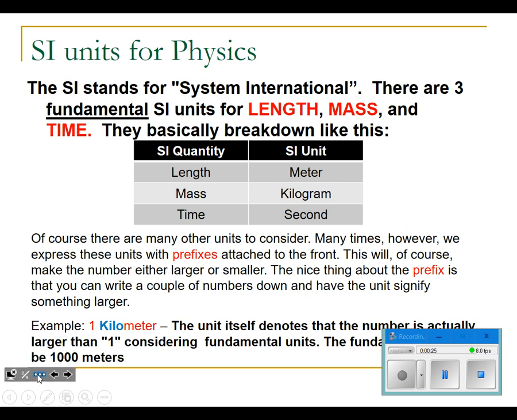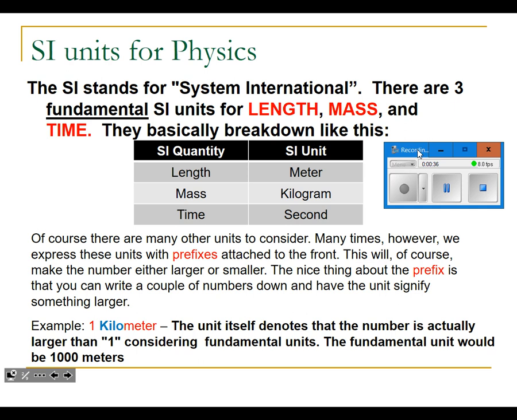So SI units, SI is really the system of international units, and that is the same thing as the metric system. And so we do basic length, mass, and time measurements. And when we do length, we will measure it in meters. And when we do mass, we will measure it in kilograms. And when we do time, it'll be measured in seconds.